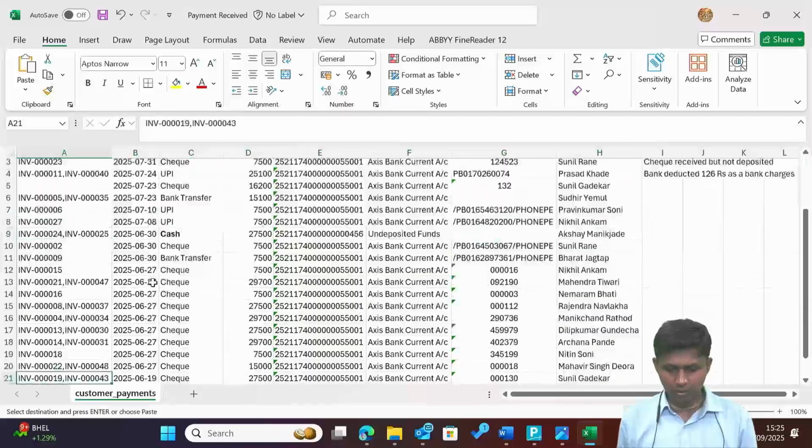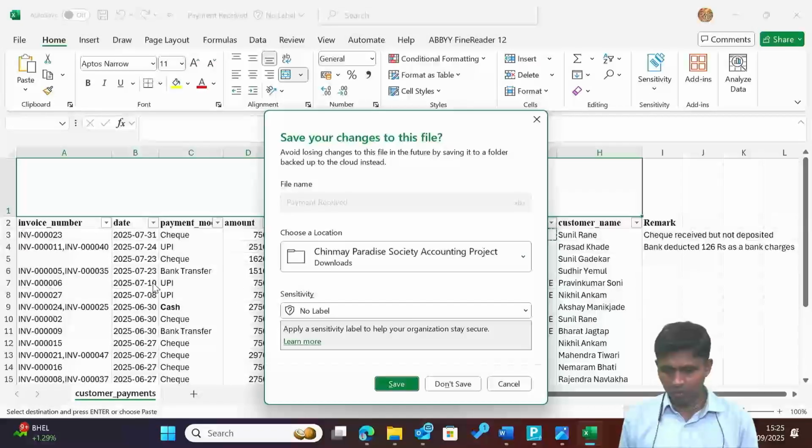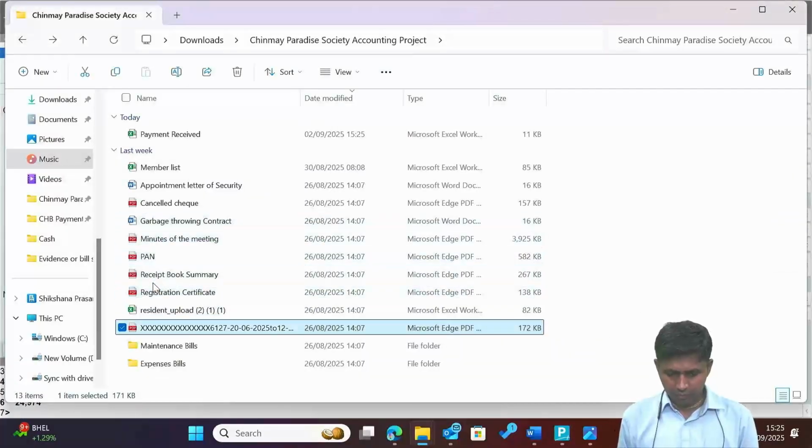Okay, let's see. This is what? This is the receipt book. Receipt summary. Now we have passed all the entries from this summary. Over, then close it. After closing this, check if anything is remaining or not.